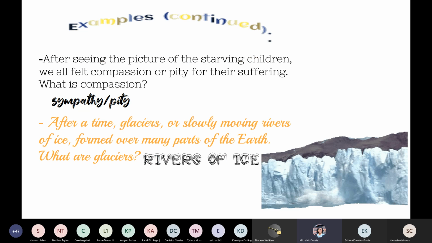So we're going to continue with examples. After seeing the picture of the starving children, we felt compassion or pity for their suffering. What is compassion, students? What do you think compassion means? D'Angelo says sympathy. Laurent says care. Okay, let me reword this. What word in the sentence tells you what compassion means? Or another word in the sentence that indicates what compassion means?